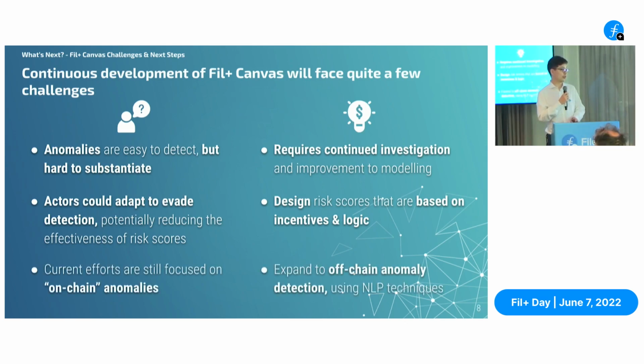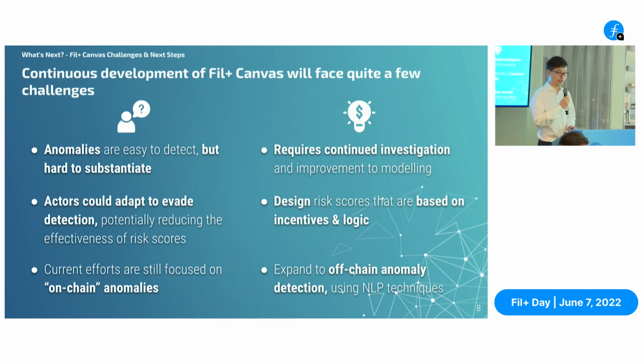And finally, we are still working just on on-chain behaviors, because we are using the data that's being recorded on-chain. But in the future, we do think about expanding to off-chain anomaly detection, including using NLP techniques on any sort of deal application, data cap application, or any type of deals that's being recorded on GitHub, for example.